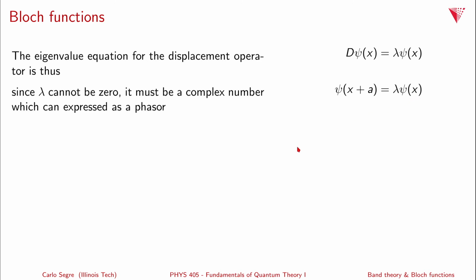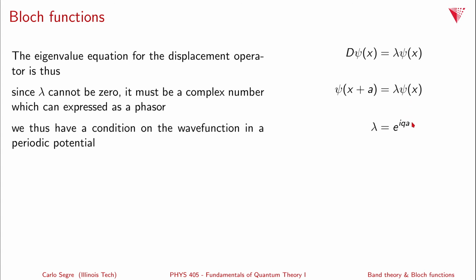Well, lambda can't be 0, right? So it must be a complex number which can be expressed with a phasor, and a complex number that has a magnitude of 1. But it shifts the phase, and therefore can make this equality work. So let's imagine that lambda is just e to the i q a. So this is a phase factor qa, magnitude of 1, so this remains normalized.